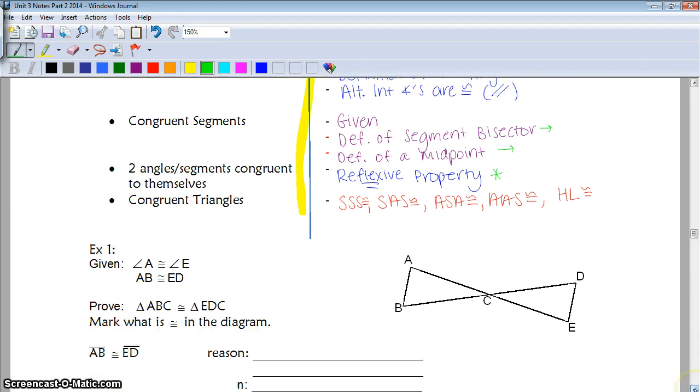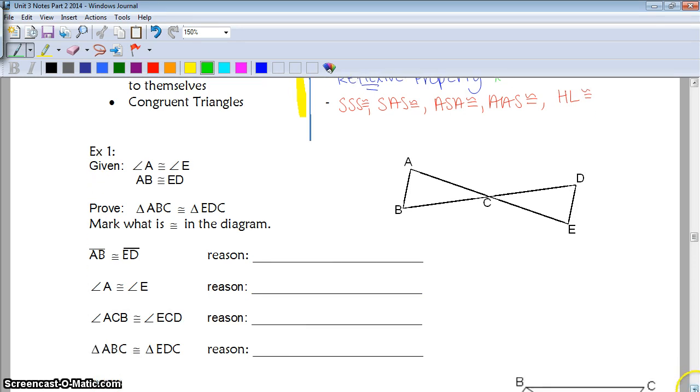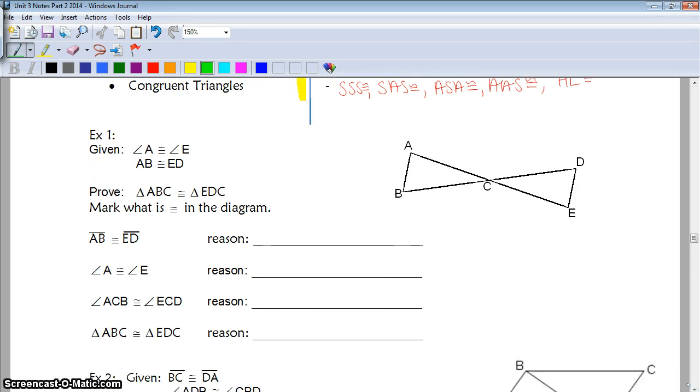Look at example 1. Look at your given. We have angle A is congruent to angle E. Go ahead and look at the proof. Now, it's not explicitly in the T-chart where it says statements on the left and reasons on the right, but it looks like that. So our first statement is AB is congruent to ED. Mark it in your picture. AB is congruent to ED.